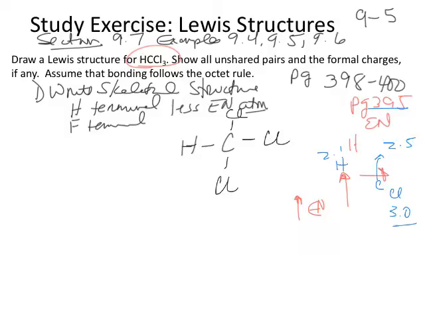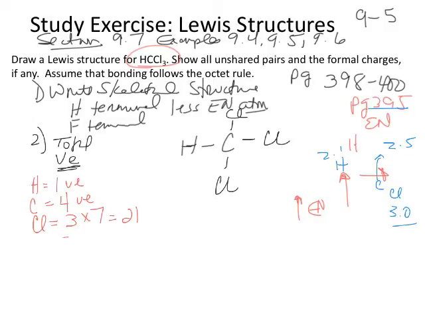Okay, the second thing you need to do is total valence electrons. I just write that as VE. So hydrogen has 1, because it's in group 1. Carbon has 4, and carbon is in group 4 because you don't count the transition metals. And then you have chlorine, and there's 3 of them, and chlorine is in group 7. So that's 21. When you total 21 plus 4 plus 1, you have 26 valence electrons.